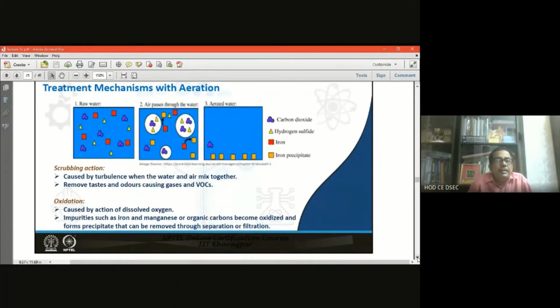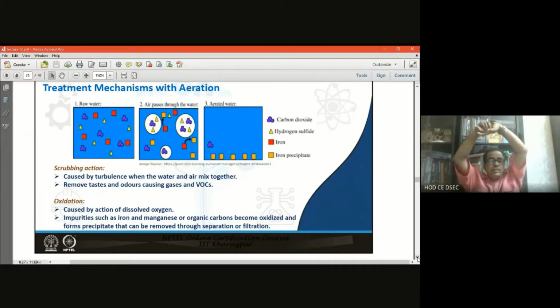Here I have shown the treatment mechanism of aeration. What is the scrubbing action? Scrubbing action at a red point is shown as iron, and yellow marked as iron precipitate. You see the red iron and the yellow precipitate. Again, carbon dioxide and hydrogen sulfide, hydrogen sulfide also we can see in the water. Now, what is the mechanism? How has the aeration been done?